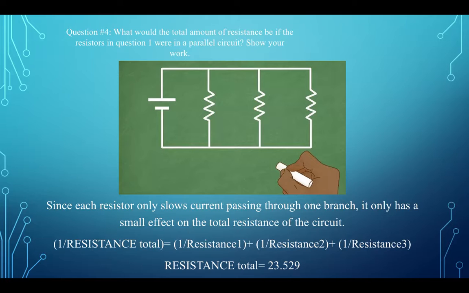What would the total amount of resistance be if the resistors in question 1 were in a parallel circuit? Since each resistor only shows current passing through one branch, it only has a small effect on the total resistance of the circuit. So we take 1 over the total resistance, and we take all of our resistances and place them over 1, and we find that we get a total resistance of 23.529.